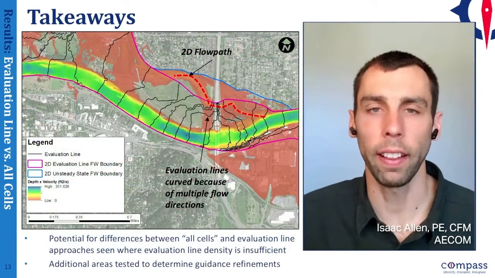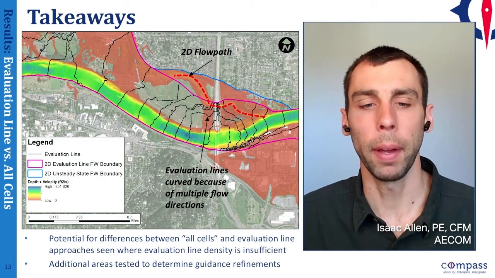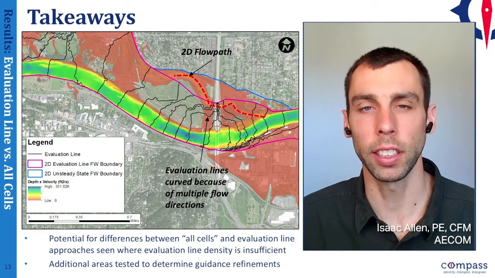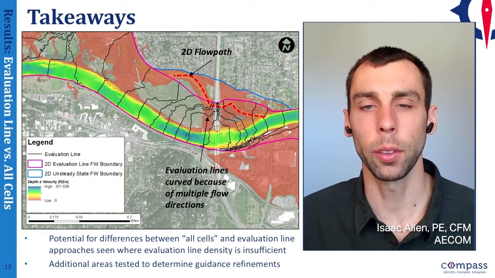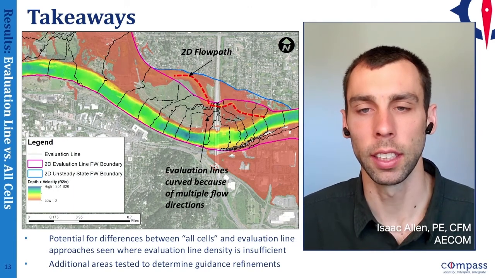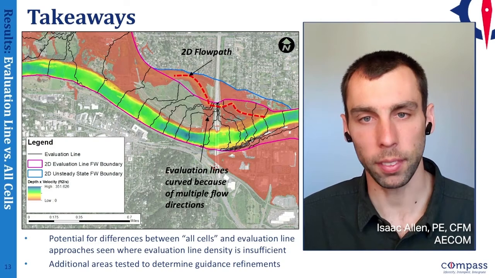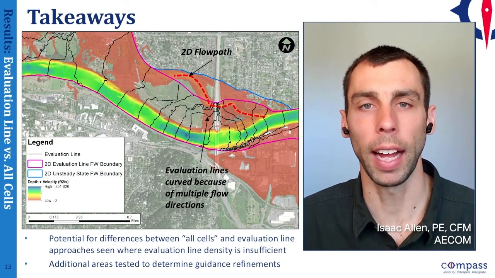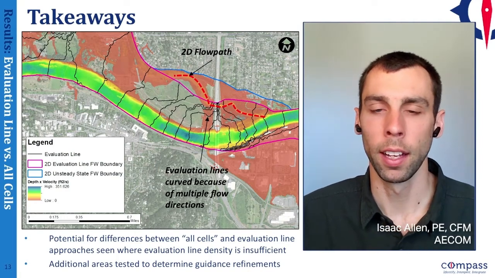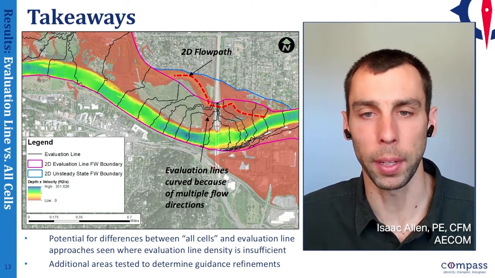The final takeaway to highlight here is that across the different testing areas, the main potential we saw for differences between the all cells and evaluation line approaches was in areas with complicated 2D flow characteristics. In these situations, if evaluation lines aren't placed at a high enough density and major 2D flow paths are missed, you could see differences between the two techniques. Guidance on this is already included in the December 2020 update.